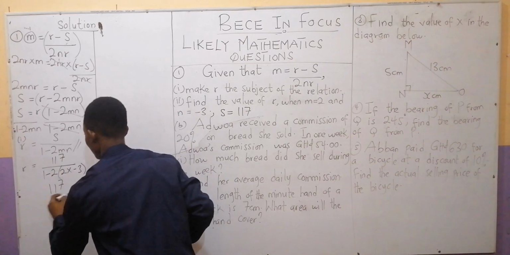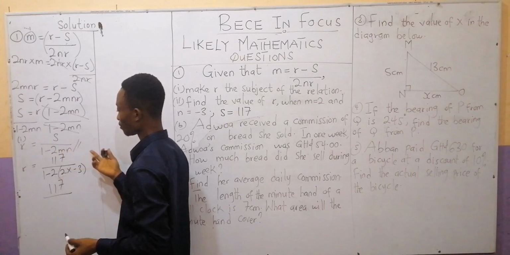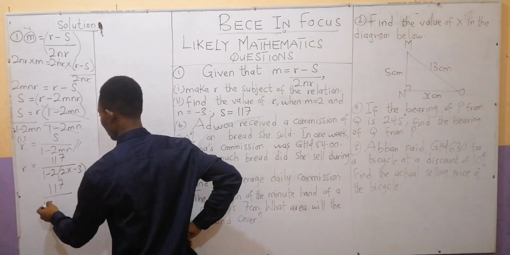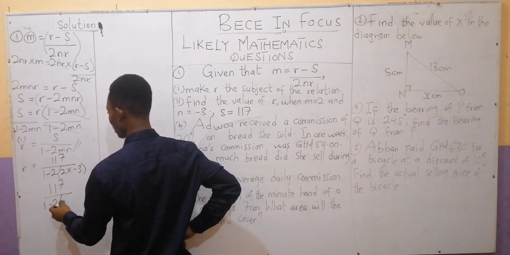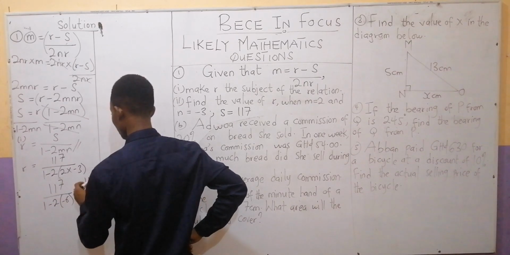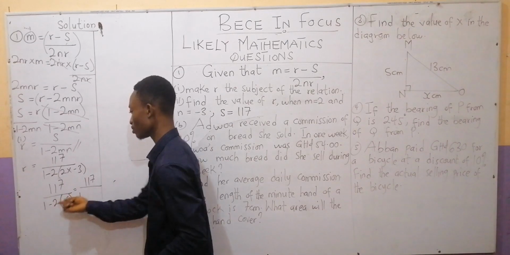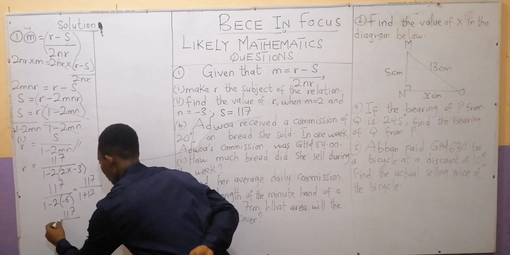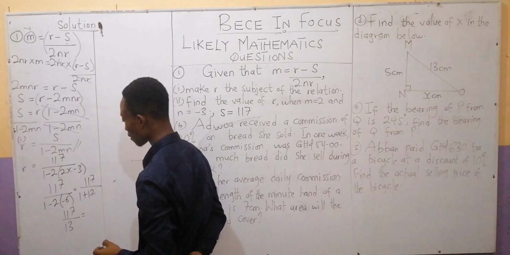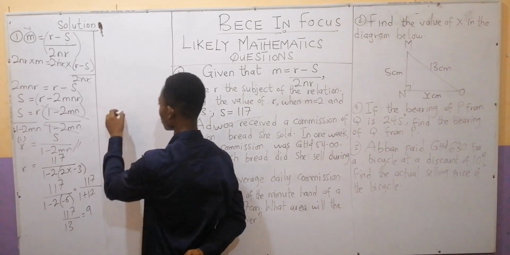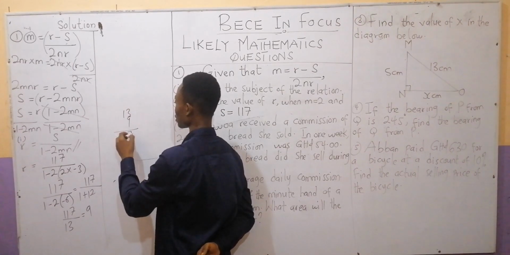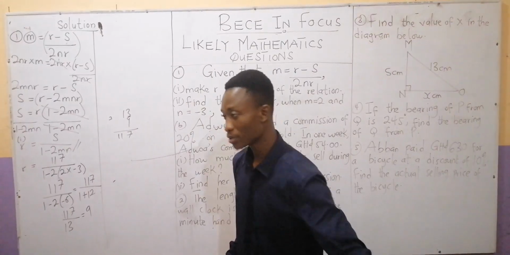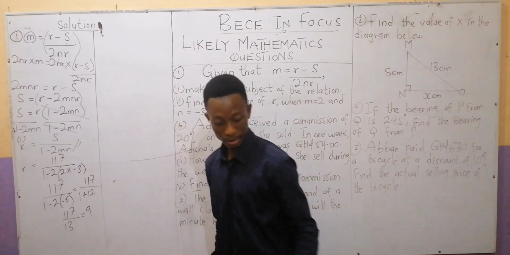So 117 over. Now look, we simplify the 2mn first. So 1 minus, we can simplify the bracket first. 2 times 2 times negative 3 is negative 6. So 117 all over 1 minus 2 times negative 6 will give us positive 12. That gives us 117 over 13. And this gives us, let's try 9 and see. So 13 times 9, 9 times 3 is 27, 7 carry 2, 9 plus 2 is 11. So the answer is 9. r is given by 9.